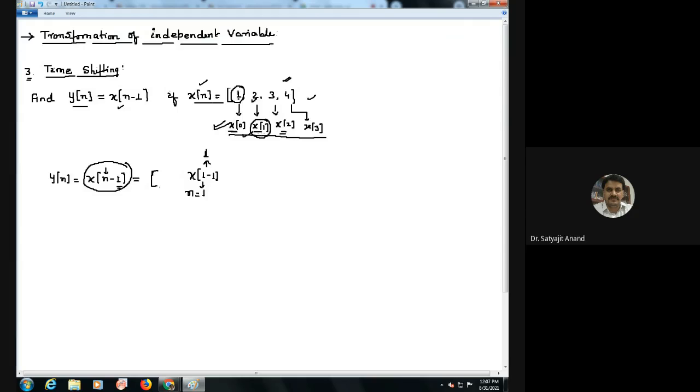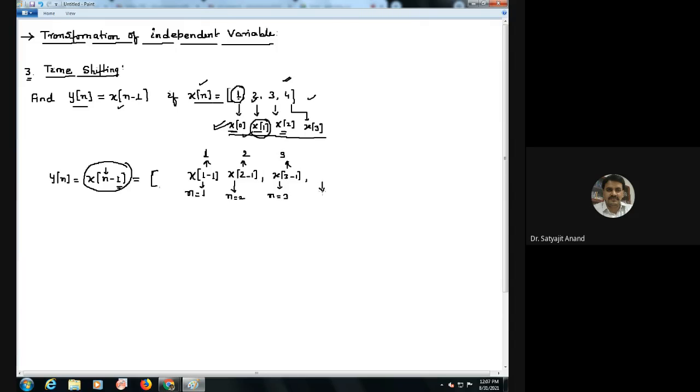Next, I have to read x[1]. So what value of n should I put that gives me x[1]? So n equal to 2. So 2 minus 1 is 1. For n equal to 2, this gives you x[2-1], and x[2-1] is x[1]. x[1] is 2. Next, for n equal to 3, it gives you x[3-1], that is x[2]. x[2] is 3.